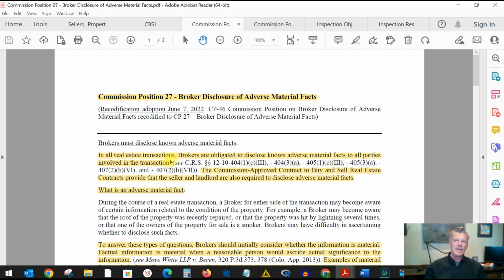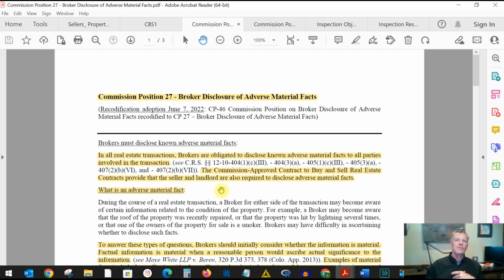In all real estate transactions, brokers are obligated to disclose known adverse material facts. We're still going to cover this, I promise. So if the seller mentioned sometime weeks back that they get water in the basement and they forgot to put it on the seller's disclosure, now that the broker knows it, they are required to disclose it. Works both ways. With the broker working with you, the buyer, if they know for sure that you have no chance of ever qualifying for that loan, they have to disclose that. Makes sense? So it works both ways.